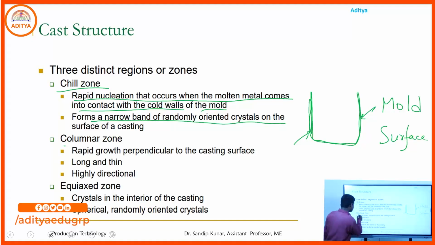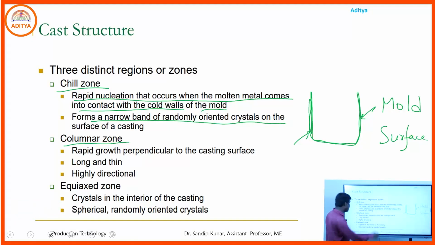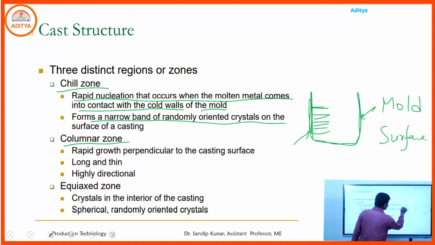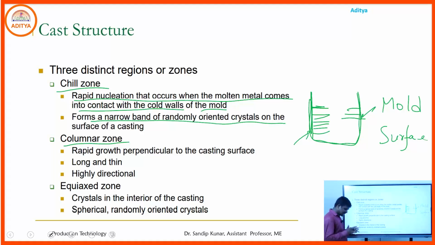Then the second is the columnar zone. Columnar zone means rapid growth perpendicular to the casting surface, so a perpendicular structure is formed. It is highly directional, and the columnar structures are long and thin.